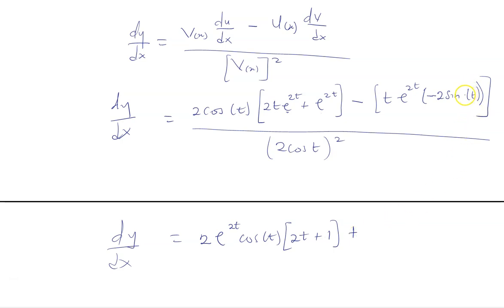Then we have t. Let's bring the 2 out first. We are simplifying this one. Negative becomes positive. Then we have a number there, so 2 comes out. Then we have t e^(2t). Then we have our sine t there, all divided by what?